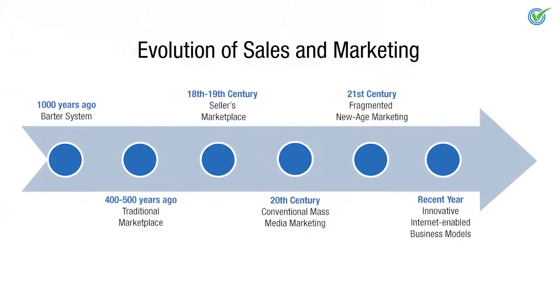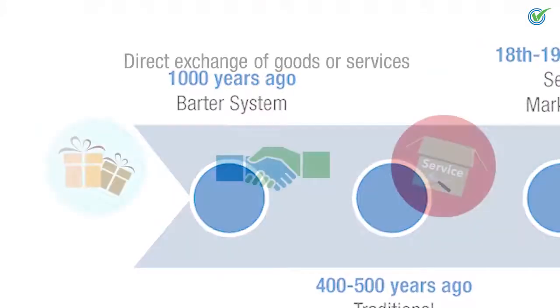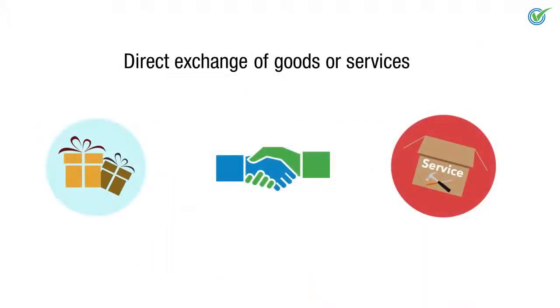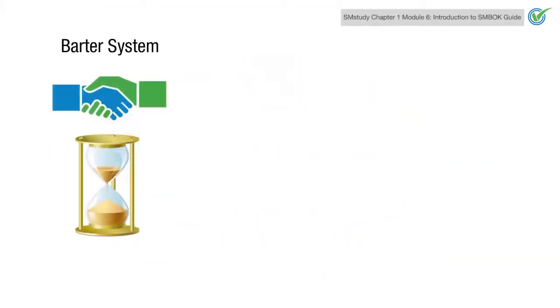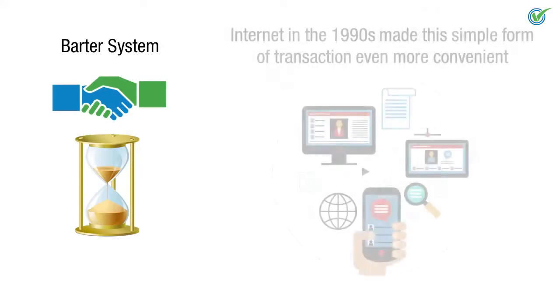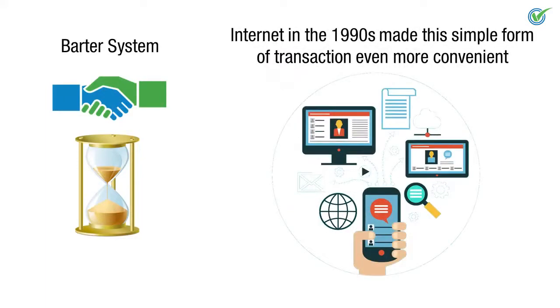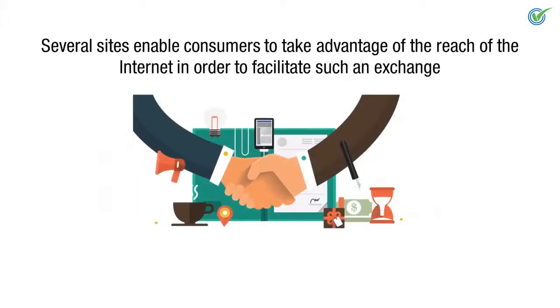Marketing began several centuries ago with the barter system, whereby various goods and services were exchanged for other goods and services. This concept of exchange is the foundation of sales and marketing, and while the barter system is less common today, the dawn of the Internet in the 1990s made this simple form of transaction even more convenient by offering a means for non-local individuals to match their needs with the offerings of others, both locally and across the globe. Several sites, in fact, enable consumers to take advantage of the reach of the Internet in order to facilitate such an exchange, enabling the continued use of this simple means of marketing.